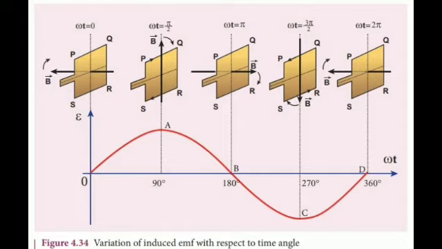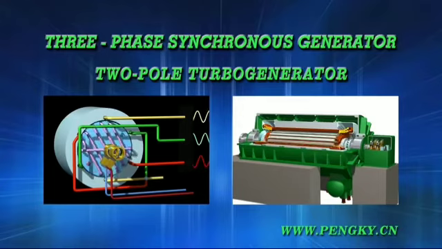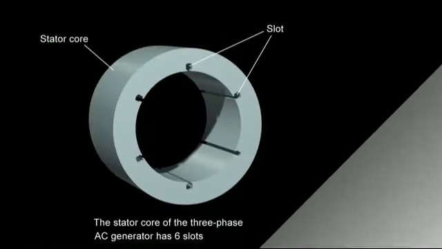From the graph, it's clear that EMF induced in PQRS is alternating in nature. This graph mentions variation of induced EMF with respect to time angle. Single phase means single phase alternating current generator. Next, three phase AC generator. Three phase means triple.